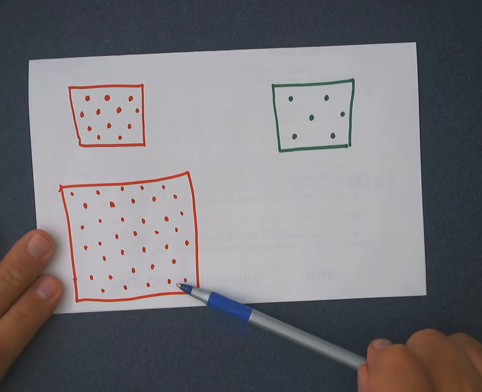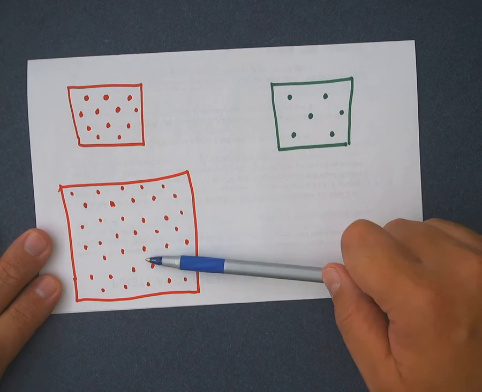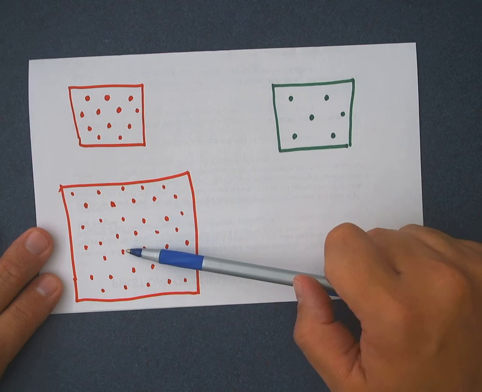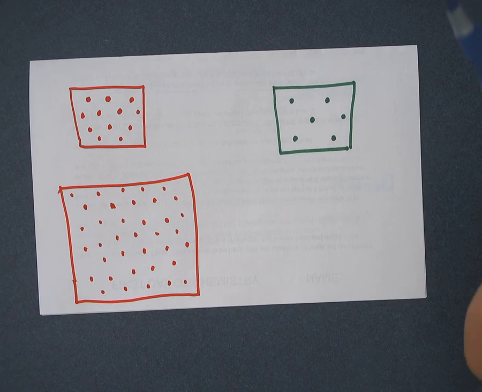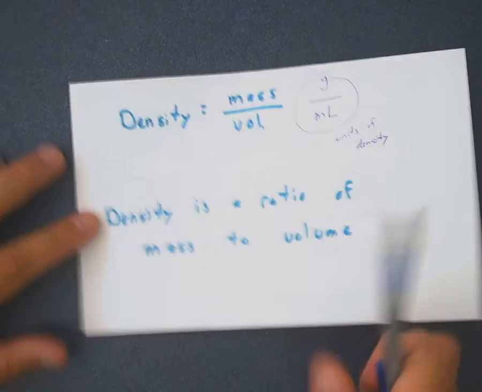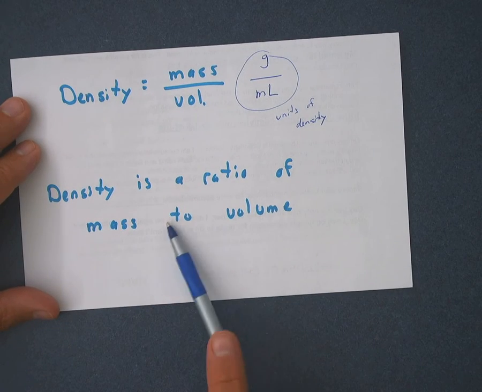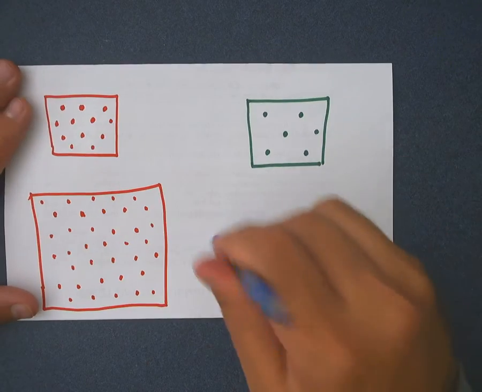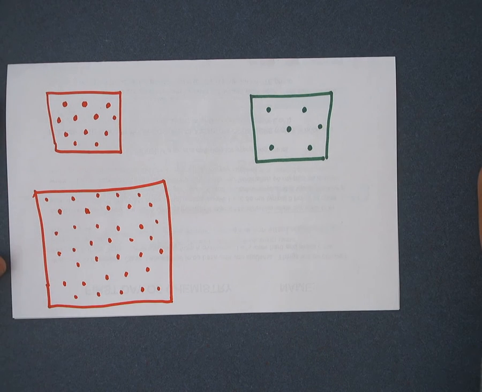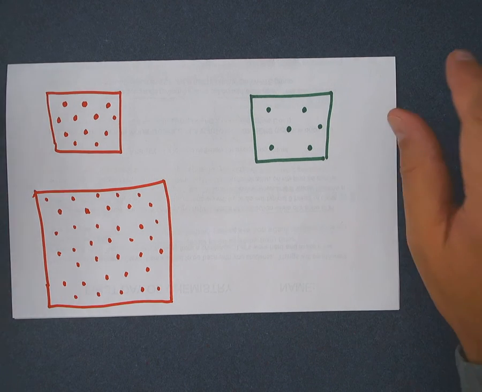And I'm trying to show the same spacing to show they have the same density. Okay? Bigger box than this one, bigger volume. More dots than this one means more mass. But the ratio, remember density is the ratio of mass to volume. How spread out are the dots to each other? That would be the best way to draw density. You're definitely going to have to do that when we do a quiz next week. You're going to have to draw some densities.